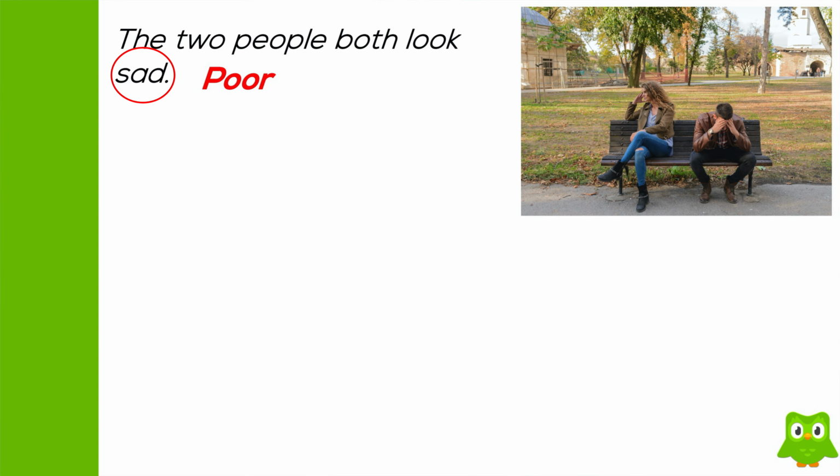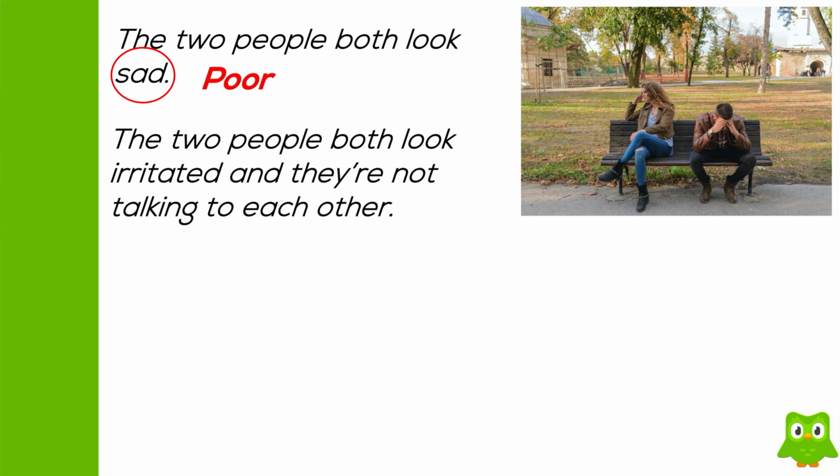Also, the word sad is a very simple word. Remember how you are scored? One of the aspects you're scored on is vocabulary range, and sad is a very high frequency and common word. So you won't get a very high score for using sad. So what other words can we use instead of sad? Well, have a look at my second answer. The two people both look irritated and they're not talking to each other.